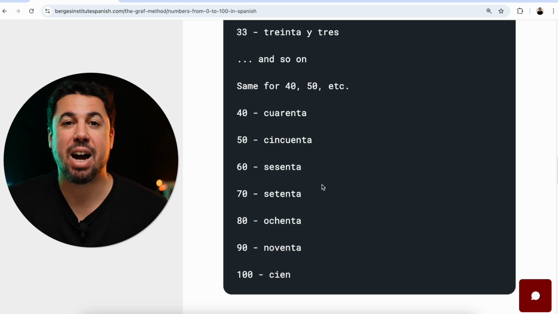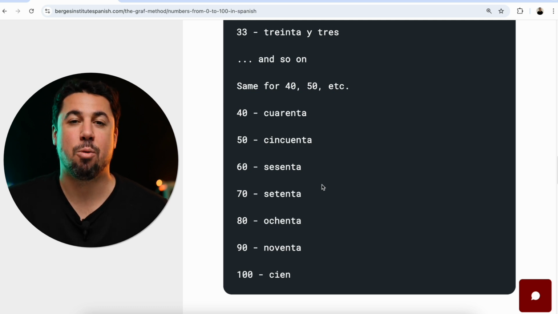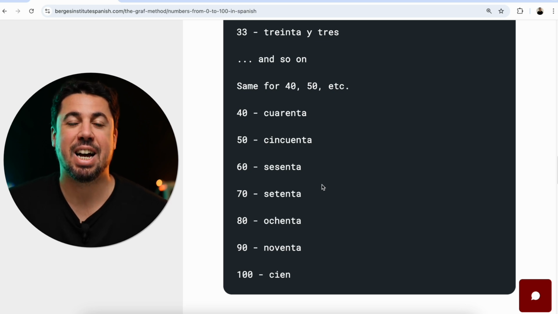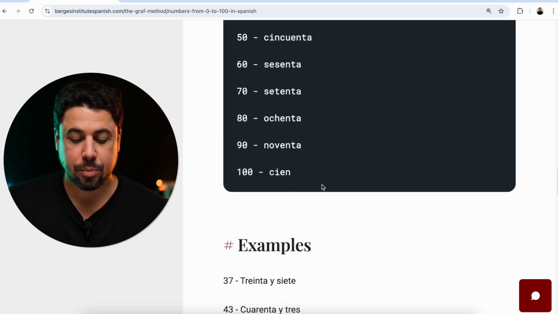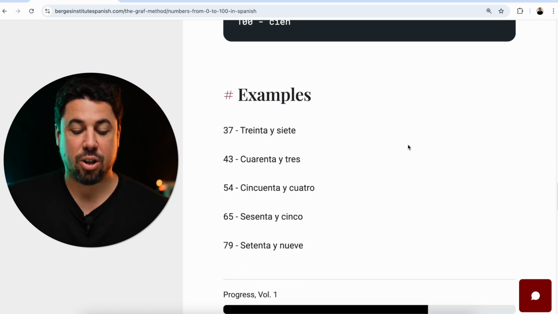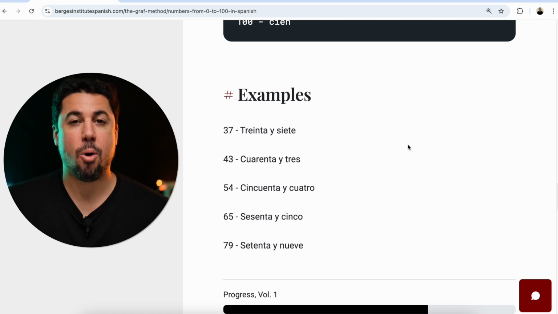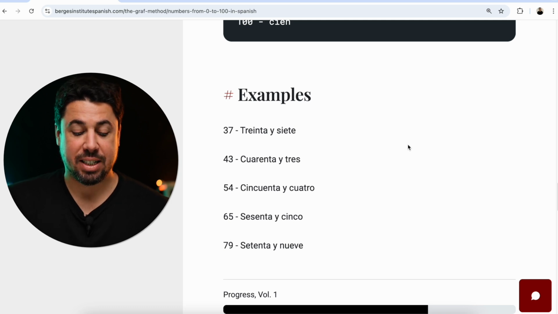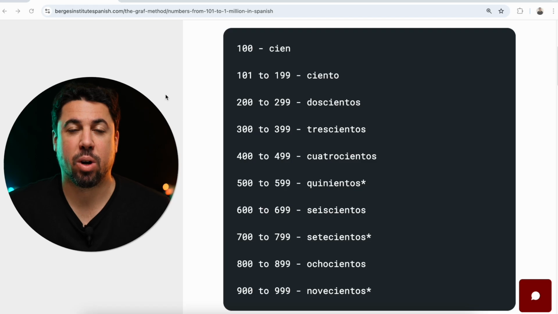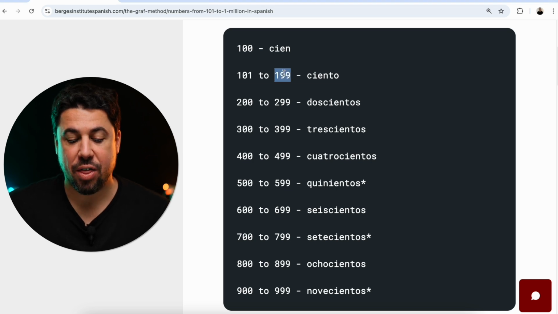So for saying 85, 85. And when we say it fast, we say 85. For saying 67, 67. Or when we say it fast, 67. Here we have some examples. 37, 37. 43, 43. 54, 54. 65, 65. 79, 79. So 100 is 100, but after 100, for 101, 102, etc., we switch to ciento.